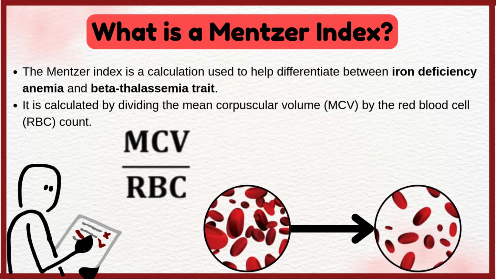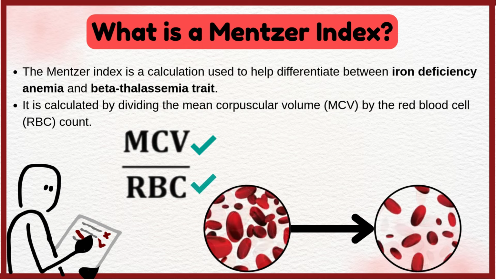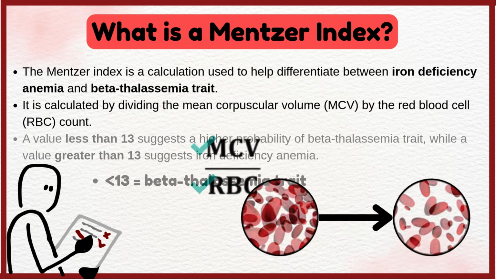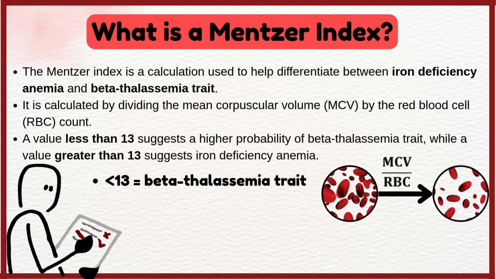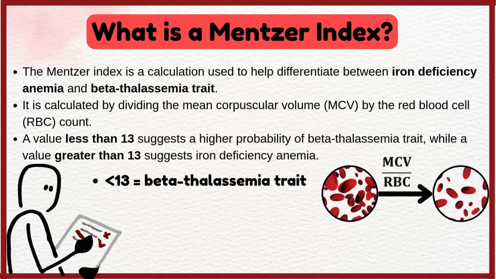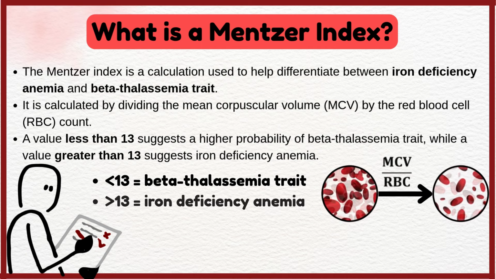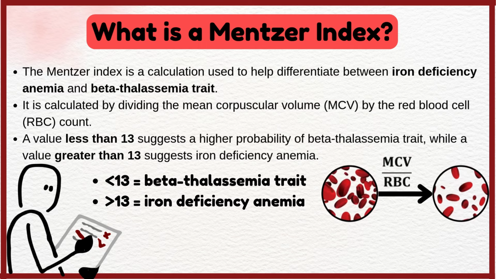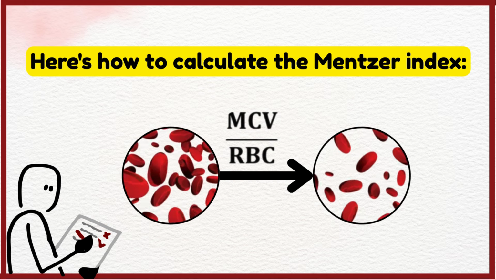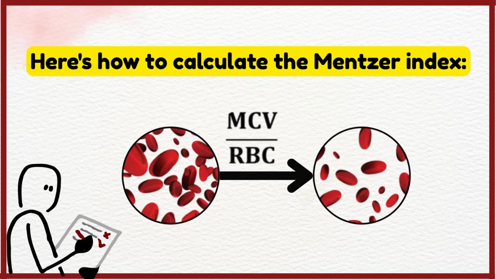It is calculated by dividing the mean corpuscular volume, MCV, by the red blood cell count. A value less than 13 suggests a higher probability of beta-thalassemia trait, while a value greater than 13 suggests iron deficiency anemia. Here's how to calculate the Mentzer Index.